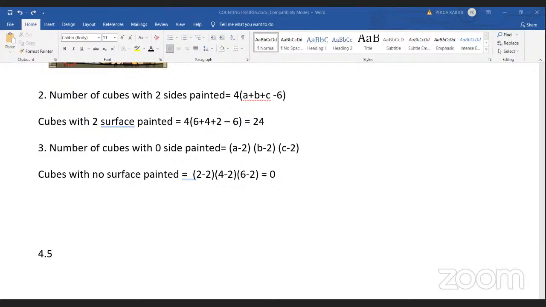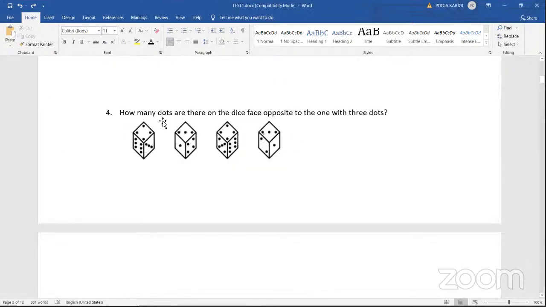Okay. Next question. How many dots are there on the dice face opposite to the one with 3 dots? 5. Yeah. Okay. How to identify the trick quickly? I'll tell. There is 3 here. There is 3 here. They have asked which face is there opposite to 3.